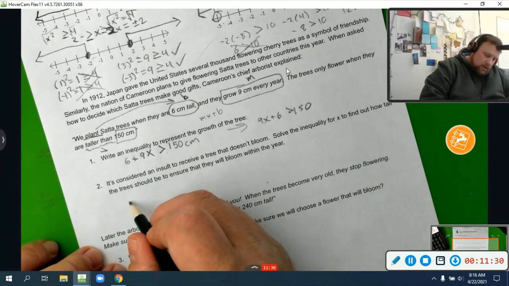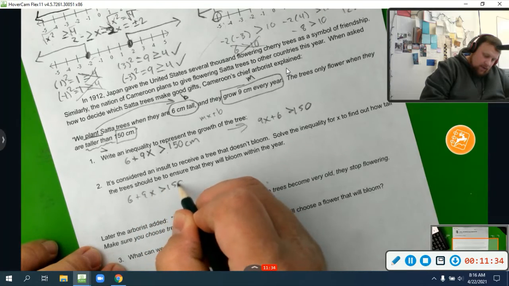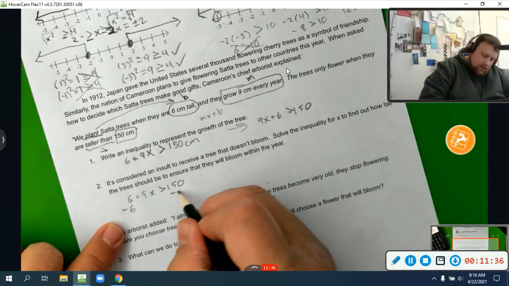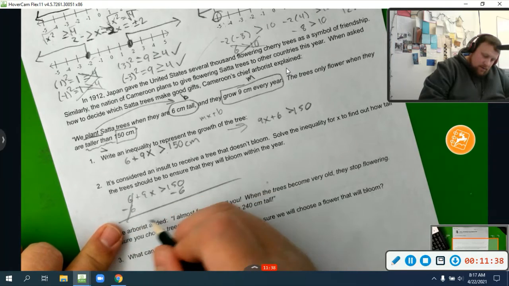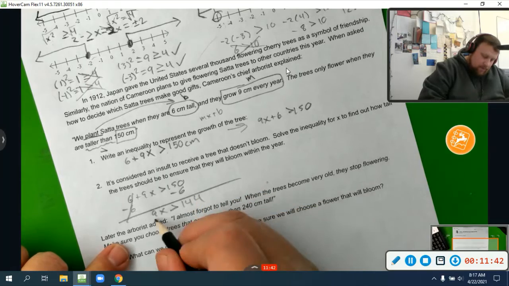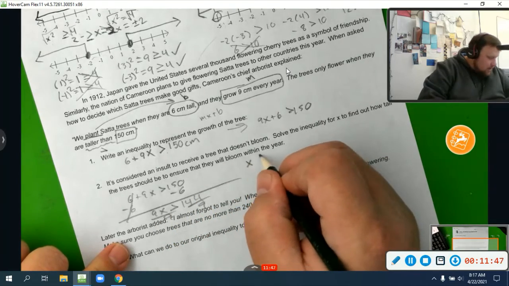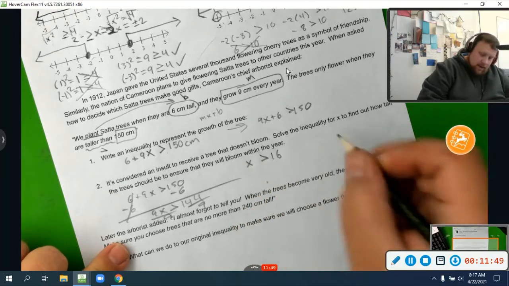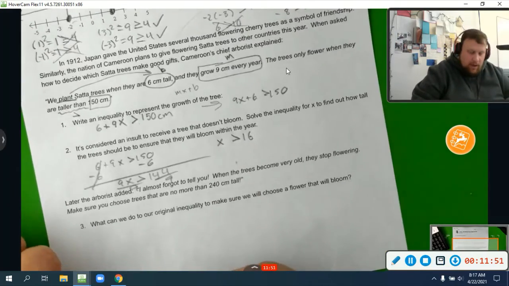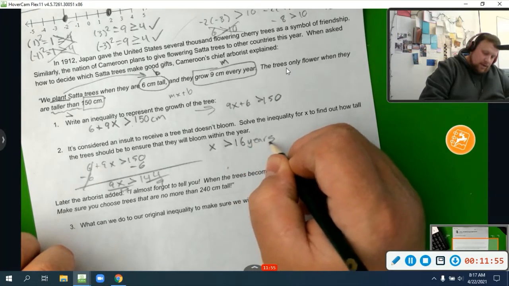All right? So we're going to have 6 plus 9x is greater than 150. I'm going to subtract 6, right? 9x is greater than 144. Divide by 9. Divide by 9. What do I get? X is greater than, I think it's 16. Yeah, I solved it earlier. So you can use a calculator, but x is greater than 16 years. Remember, x is years.